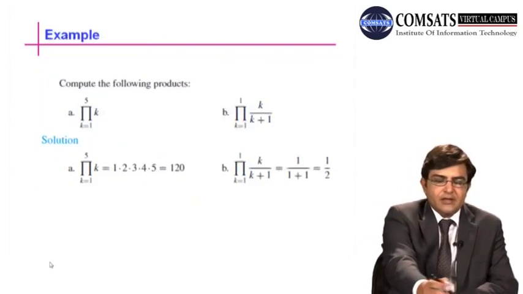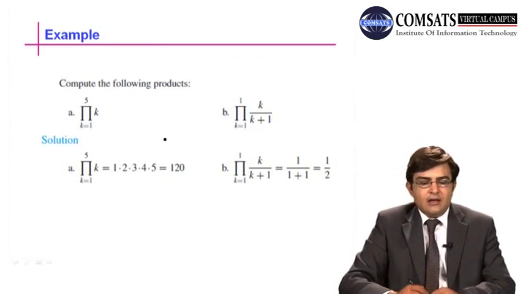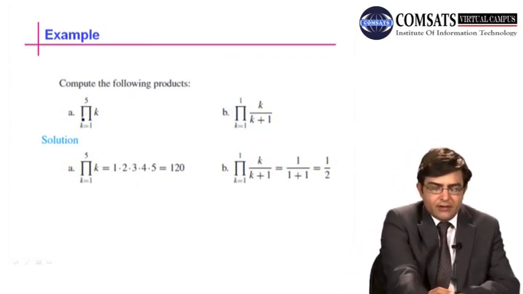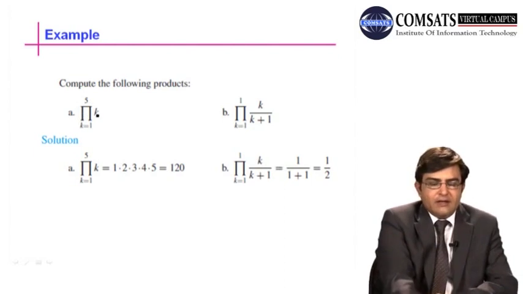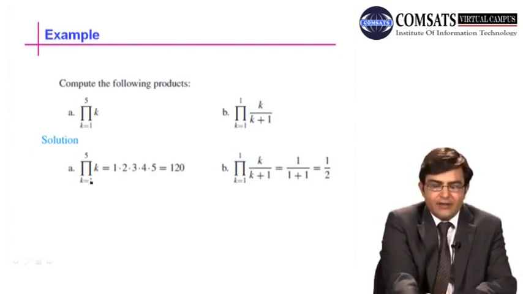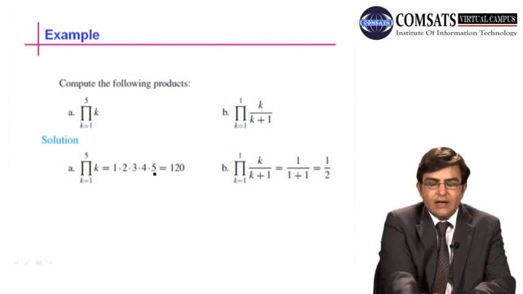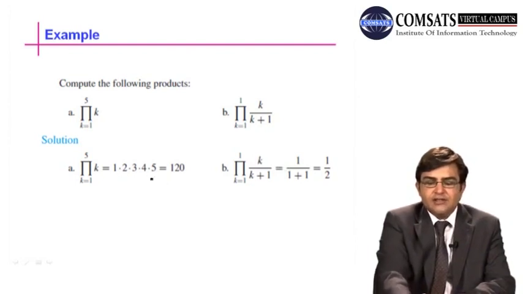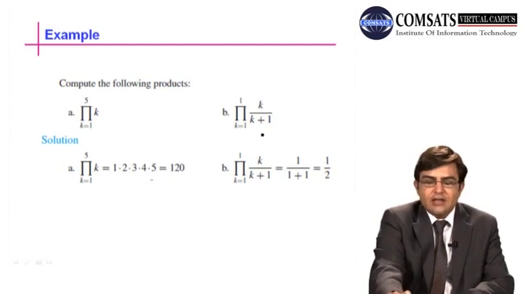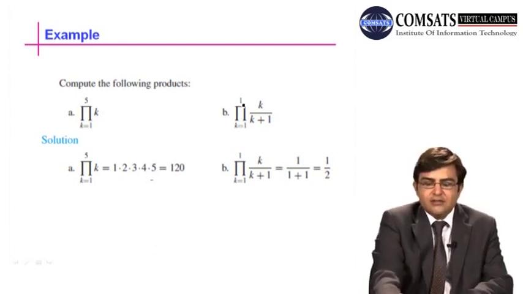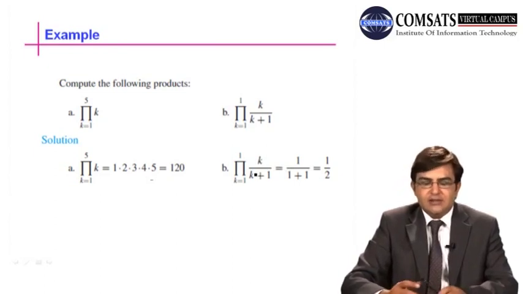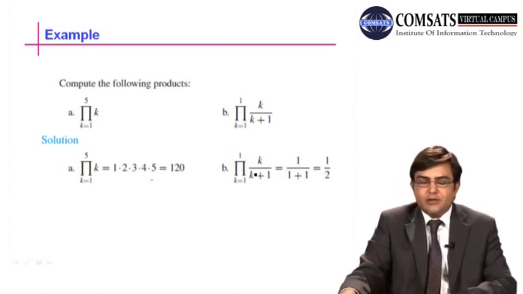For example, compute the following products. Here we have the product k from 1 to n of k. Now what it means, k varies from 1 to 5, and we put k equal to 1 first, then k equal to 2, k equal to 3, k equal to 4, k equal to 5, and we multiply all these terms, which is 120. Similarly, we can get this product, k equal to 1 to 1, where k can take only one value, which is 1. So this is 1 over 1 plus 1. So this is how we can define the product notations.